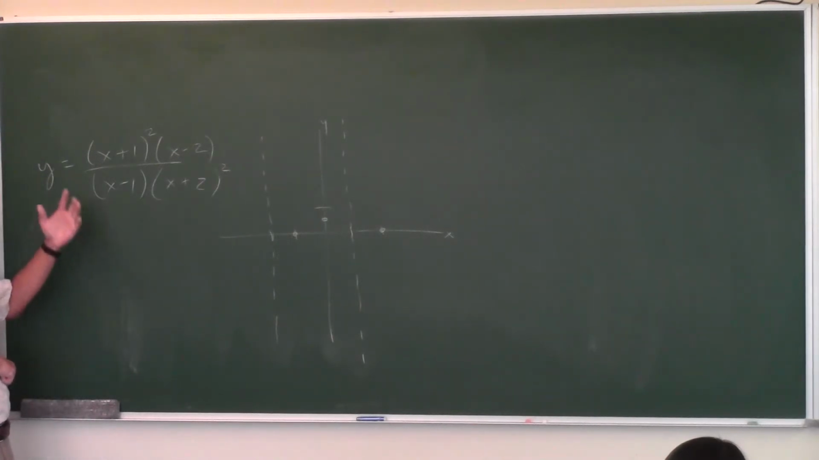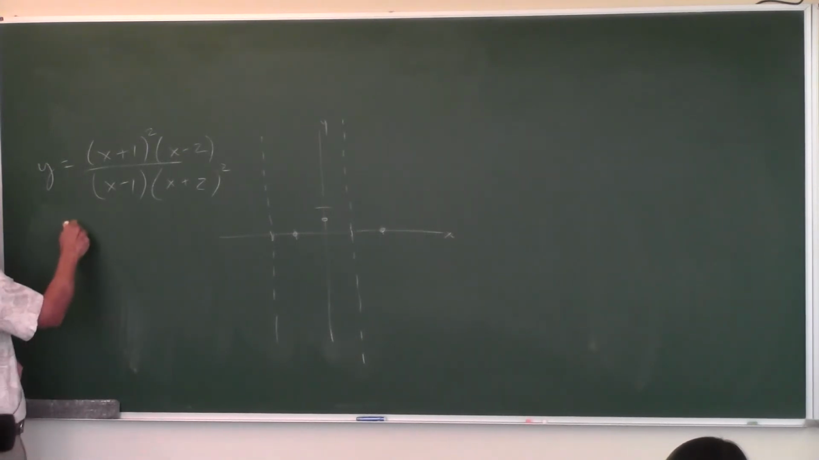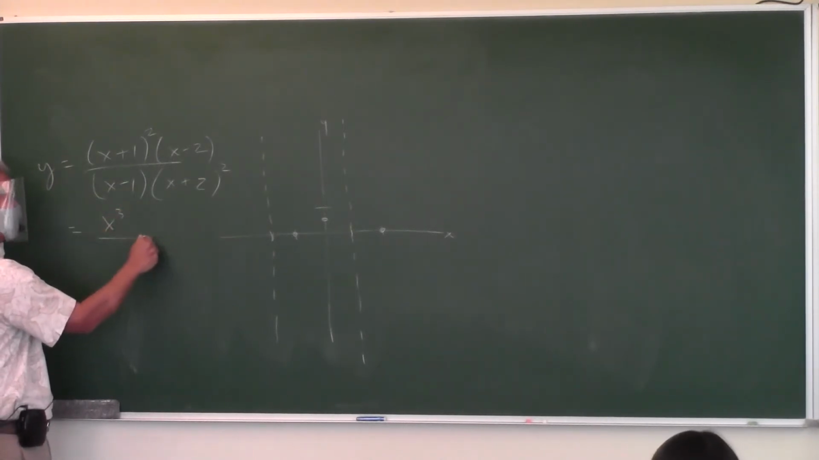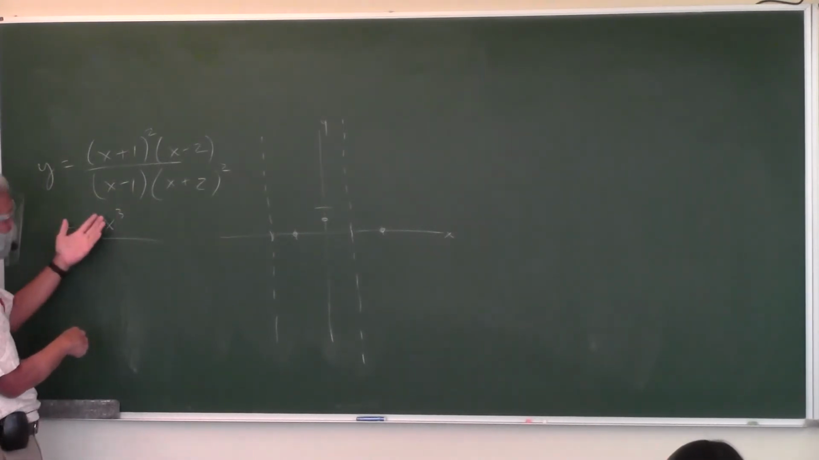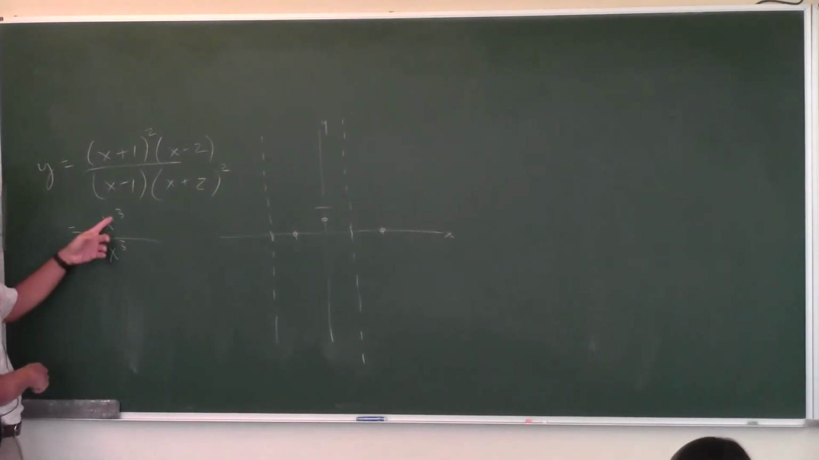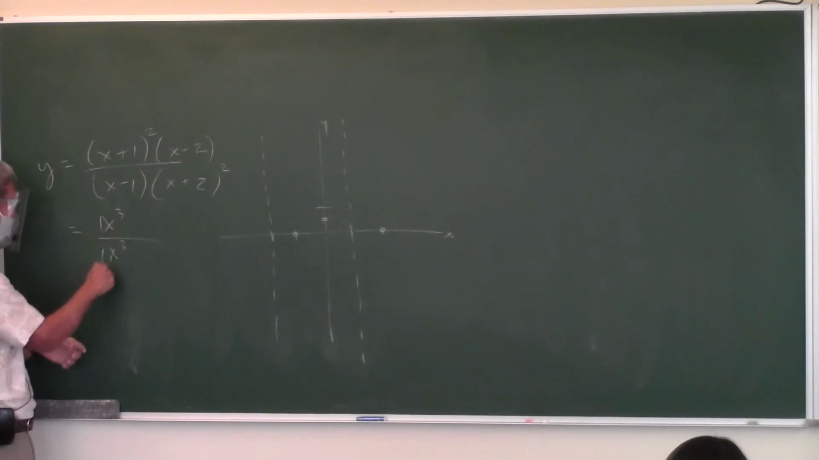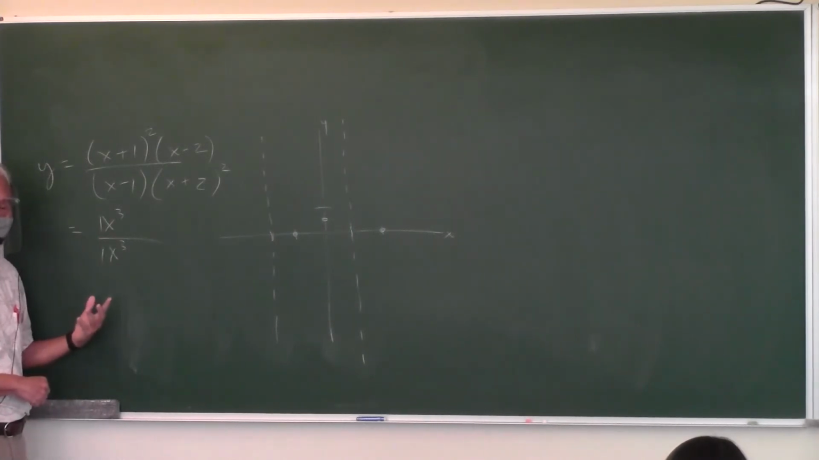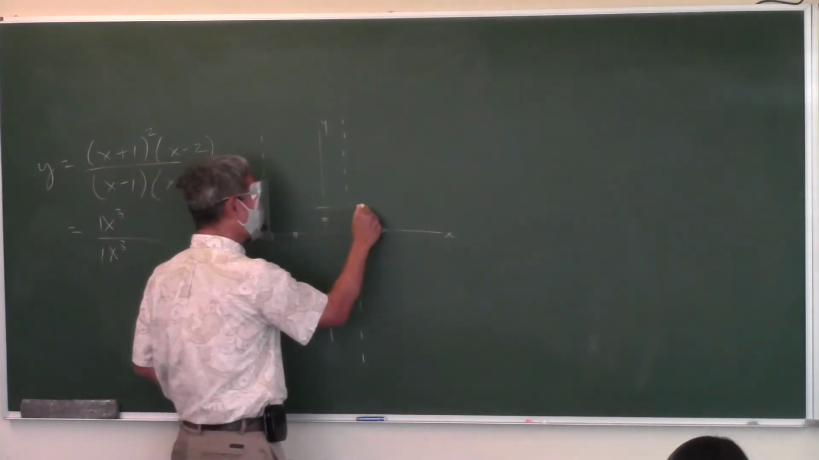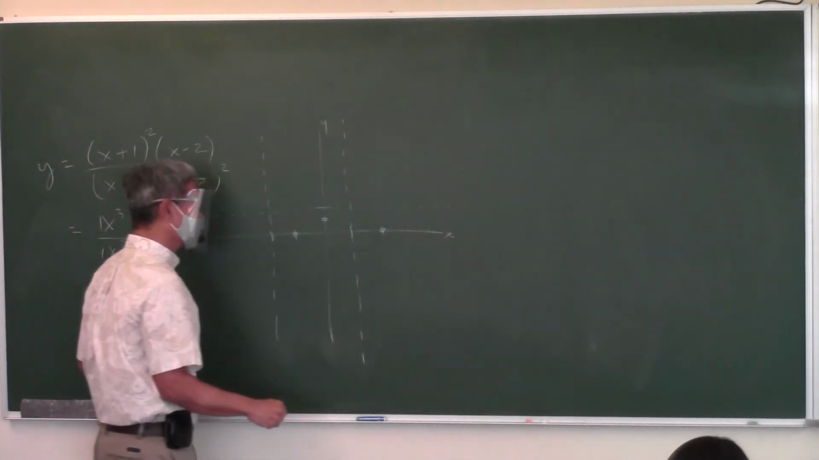If the degree of the top and the bottom are the same, which they are, you look at the leading coefficients. If you were to multiply out the top, wouldn't the first term be 1x cubed? If you were to multiply out the bottom, wouldn't the first term be 1x cubed? So if the degree of the top and the bottom are the same, you look at the leading coefficients. 1 over 1, 1. So y equals 1 is the horizontal asymptote.